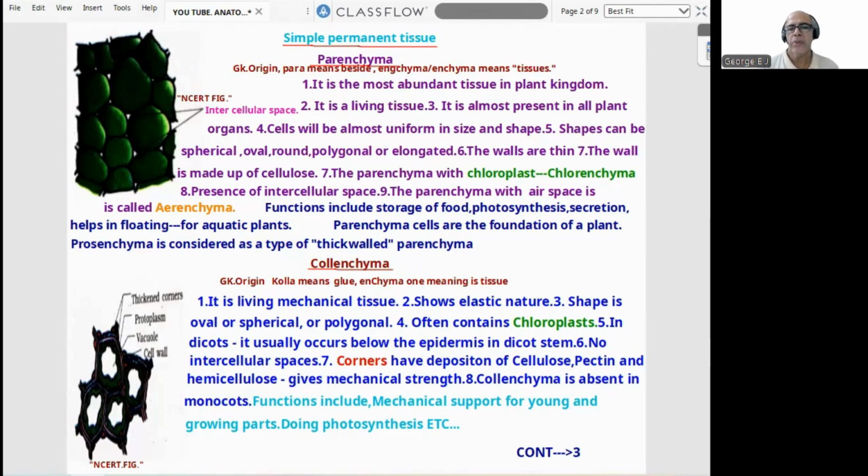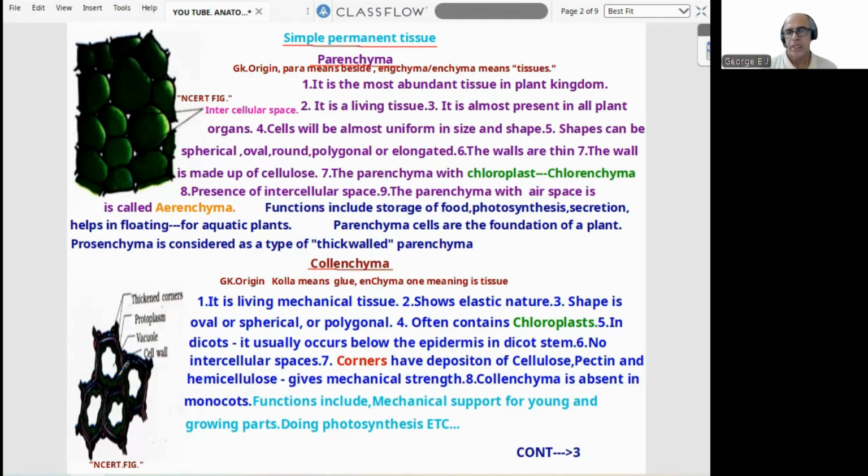Theoretical aspects. Now comes Collenchyma. Greek origin, colla means glue. Enchyma, one meaning is tissue. So Collenchyma is a living mechanical tissue. Living. Shows elastic nature. Shape is oval or spherical or polygonal. Often contains chloroplast. That is why you can find a green coloration at some edges. In dicots, it usually occurs below the epidermis. That part is called hypodermis, specifically in the dicot stem. No intercellular space. In Collenchyma, the corners have deposition of cellulose, pectin, and hemicellulose.